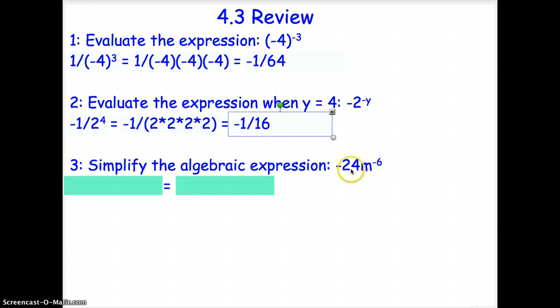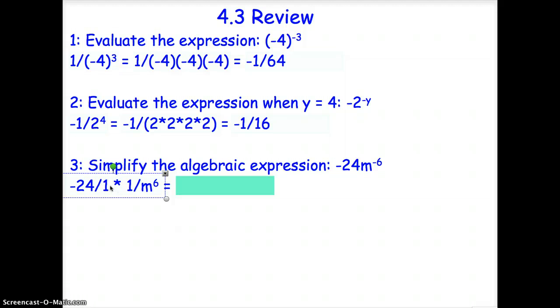Simplify the algebraic expression. I need to split these up. I've got negative 24 and m to the negative 6. I can split them up, and then I can take care of m to the negative 6. Remember, to get rid of that negative, I have to put a 1 over it. Notice I also put 24 over 1 just to help me with my fraction. And if these were written right side up, it'd make it a little easier to read.